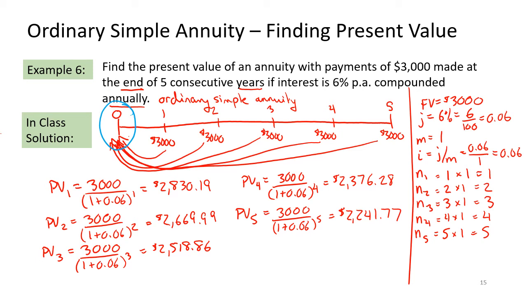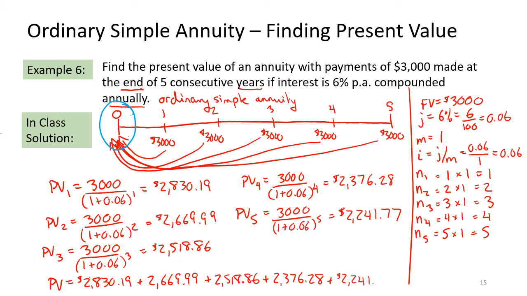So now you can simply add it together. The present value is equal to $2,830.19 plus $2,669.99 plus $2,518.86 plus $2,376.28 plus $2,241.77. And if you add all those numbers up, you get $12,637.09. So that is the present value of this investment.